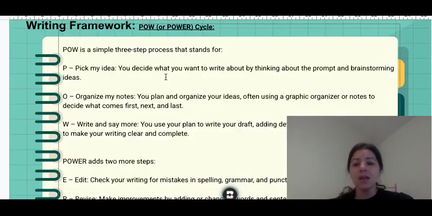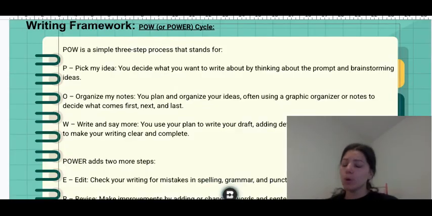So now that we've talked about the writing cycle, we know those components. So what does that really mean? How are we going to move through those components on a regular basis? And so the writing framework is what's really going to help you to understand the writing cycle. So we think of POW for our younger grade levels, right? So P represents picking your idea, you're deciding what to write about, you're thinking about your prompt, you're brainstorming ideas, right? That's really that preparing part.